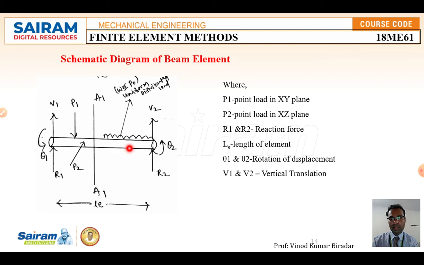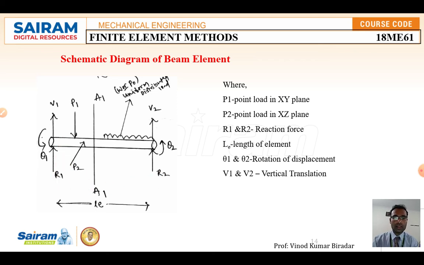On each beam element there will be 2 degrees of freedom. Here the vertical one is the translation degree of freedom, and this is the rotational degree of freedom, theta 1. This is the point load, this is the area of cross section, and this is the uniformly distributed load that can act on that element. Then the reaction support, and this is the length of the element.